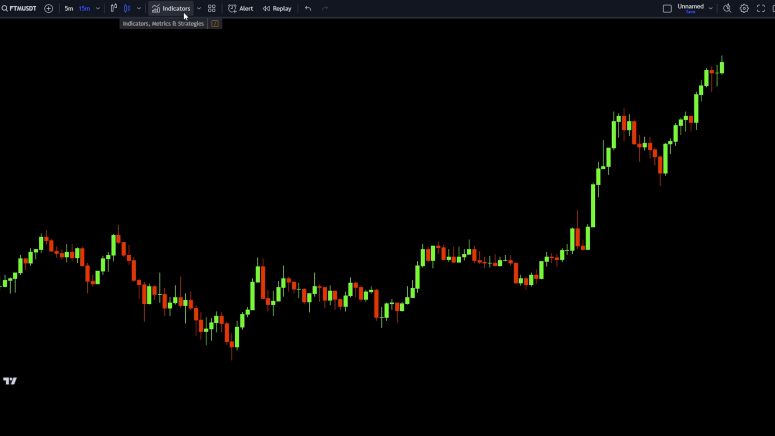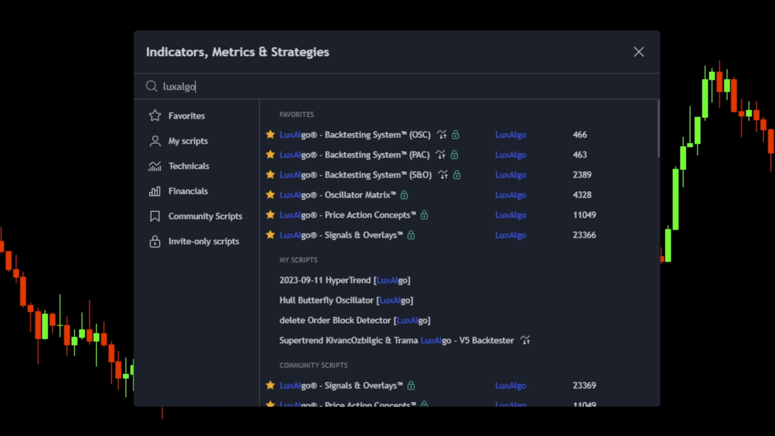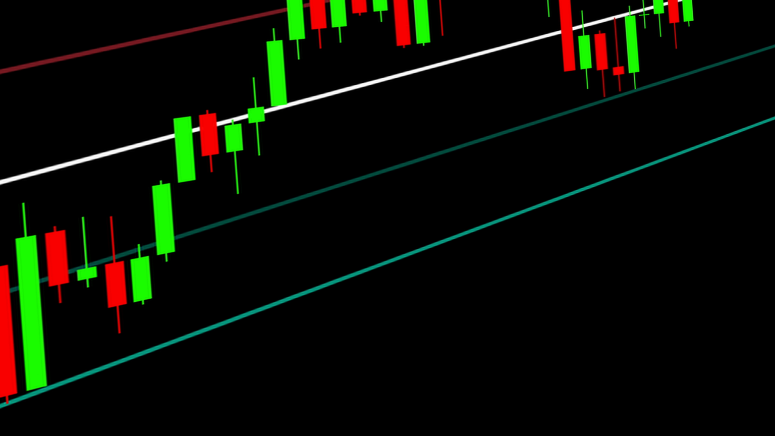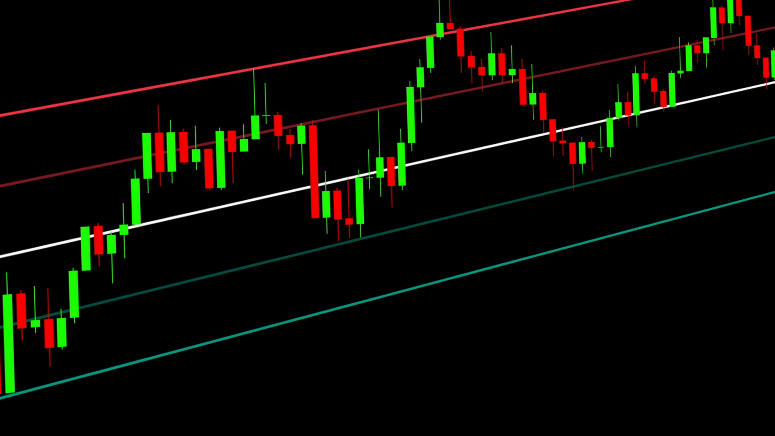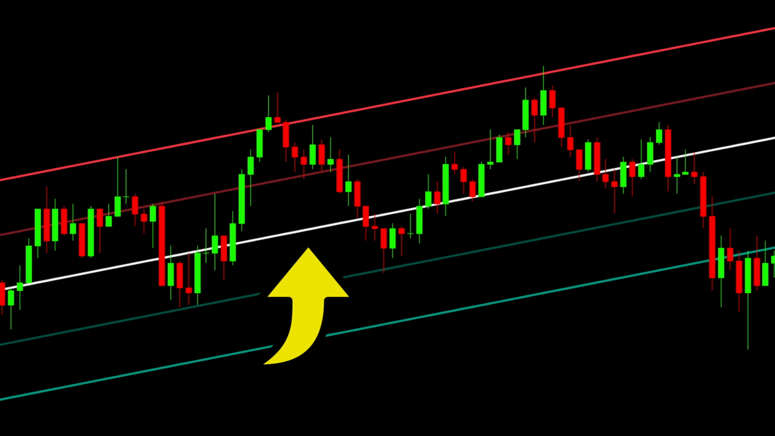The strategy includes 2 indicators only. In order to add the first one, click on the Indicators tab and search for LuxAlgo Predictive Channels, and click this one to add it to your chart. The Predictive Channels indicator is a real-time estimate of a trend channel. This indicator shows us 2 resistance lines, which are those red lines right here. It shows us 2 support lines, which are these green-colored ones, and an average, which is this white line right here.